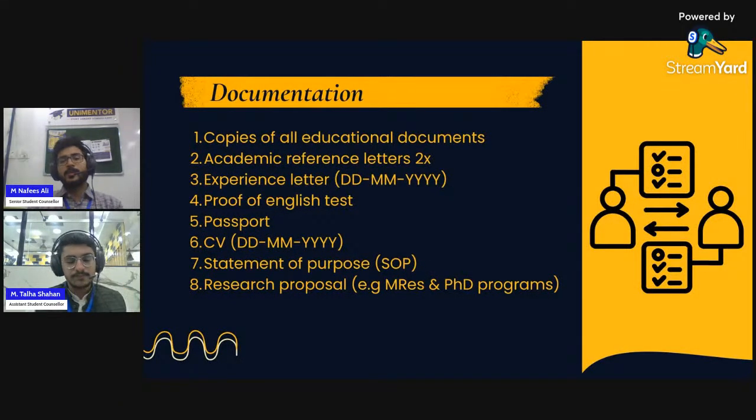Now, what documents are required for the application? Okay, first of all, we need copies of your educational documents, like degrees and transcripts of your intermediate, bachelor, or whatever you have studied before. And academic reference letters from your last academic qualification, whether it is bachelor or whatever it is.